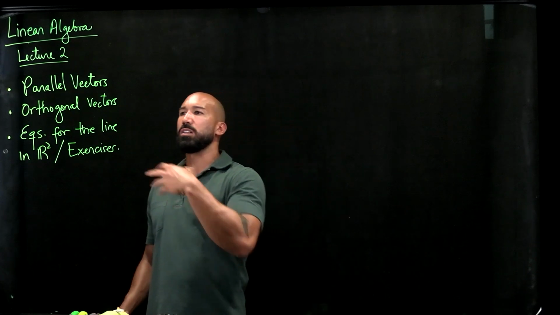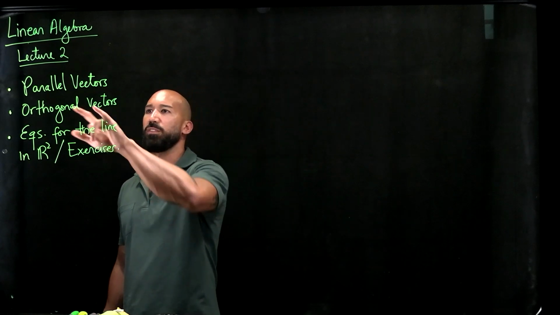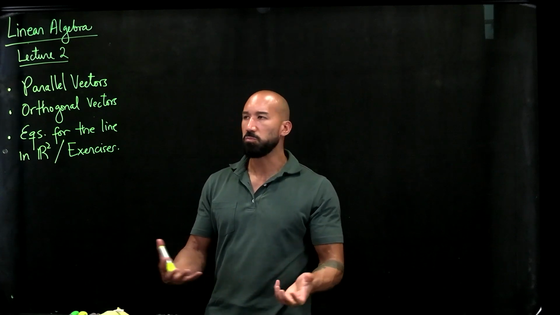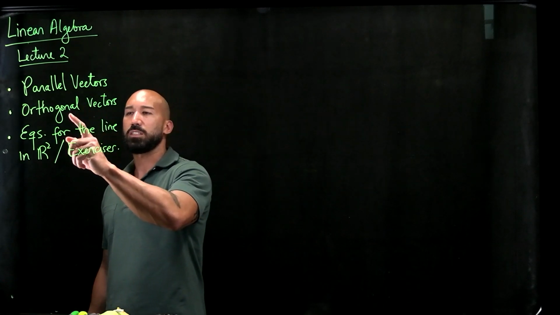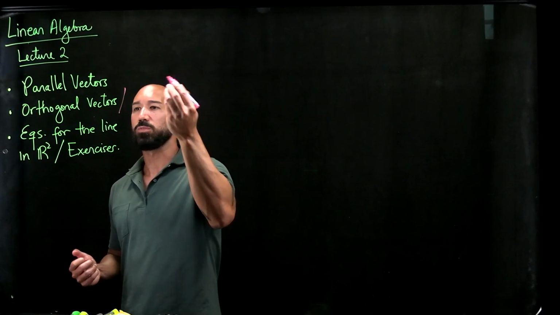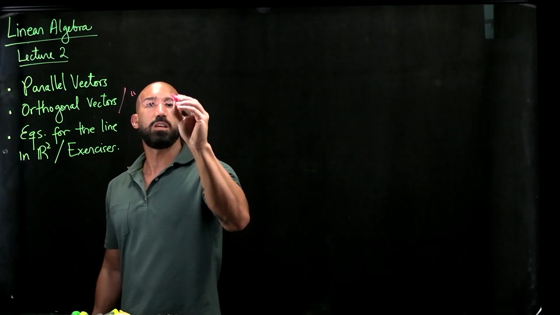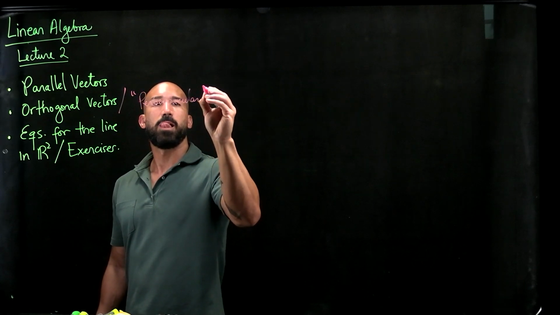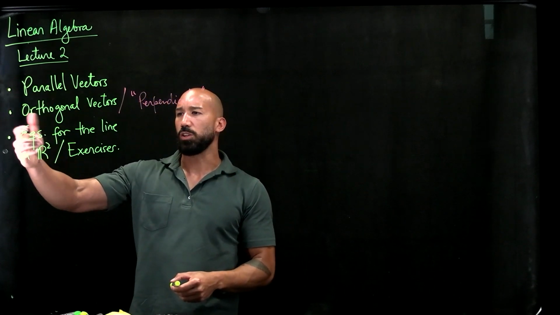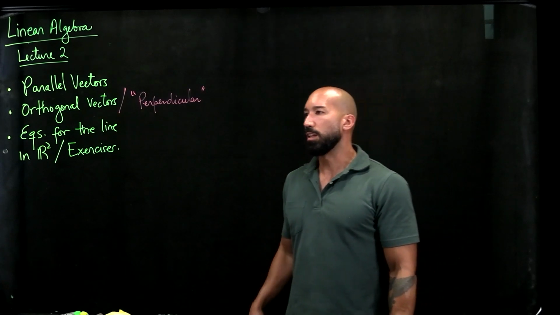So what I want basically is to determine necessary and sufficient conditions for two given vectors to be parallel, something that we can verify very quickly or very easily. The same for orthogonal vectors. Orthogonal vectors is basically an extension of perpendicular vectors. And I will combine these two criteria to deduce two different kinds of equations for the line in R2.